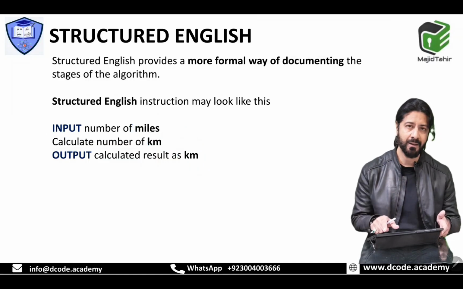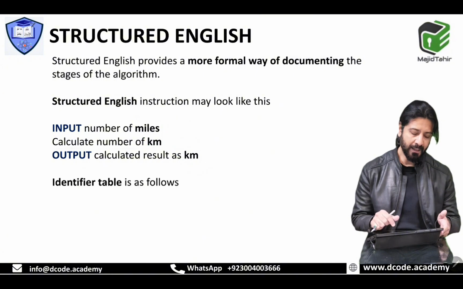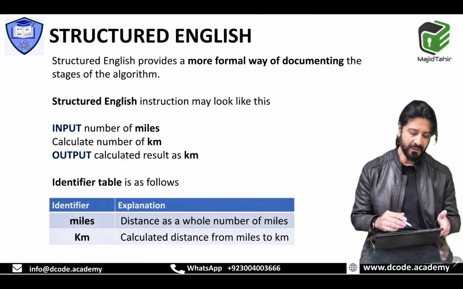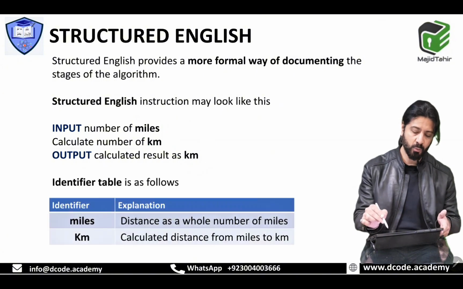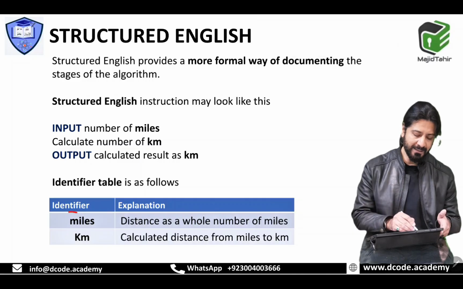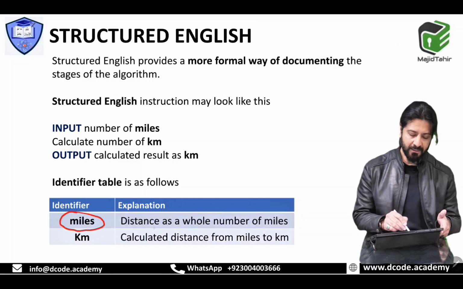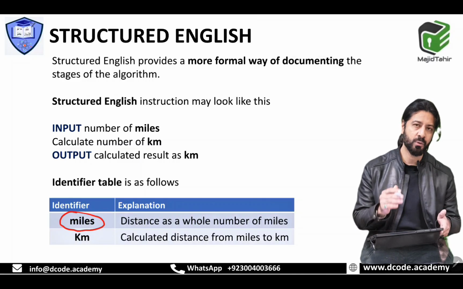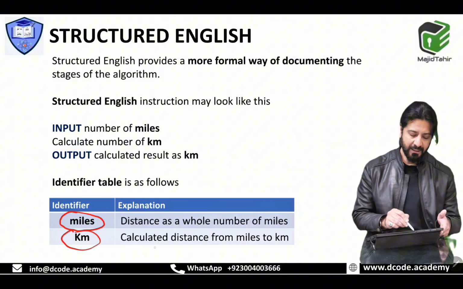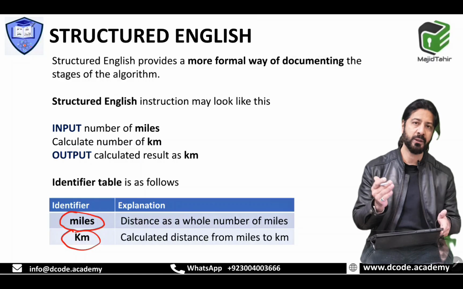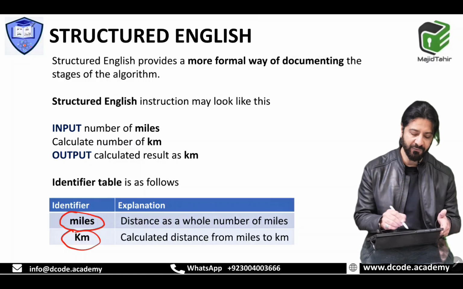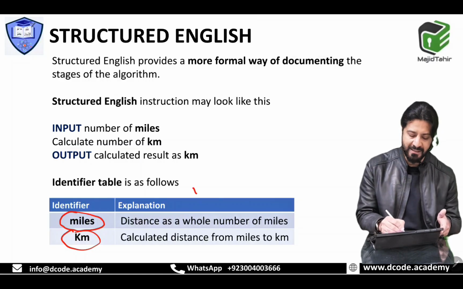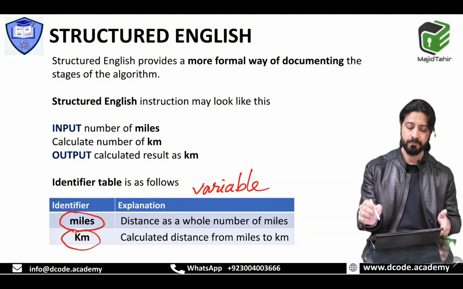Now let's see the identifier table. The identifier table shows over here that miles is the distance as a whole number of the miles that the user is going to be entering. Then we have kilometers, the calculated distance from the miles to kilometer, which goes into the kilometer. So this is the identifier table. We also call an identifier a variable. Okay, let's move forward.